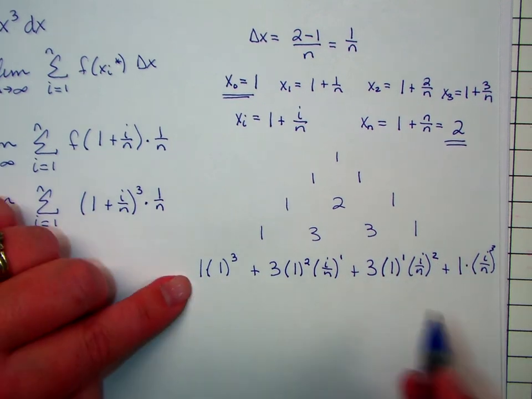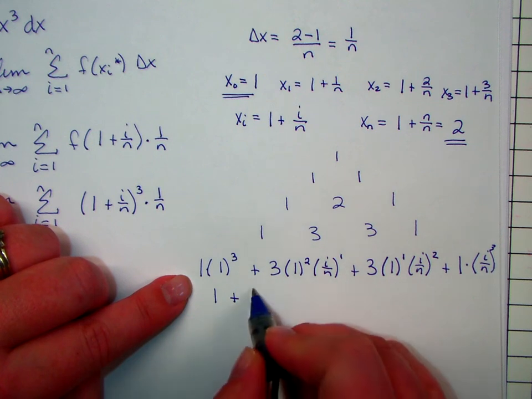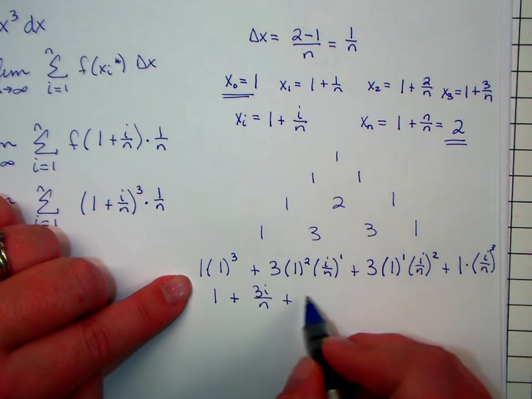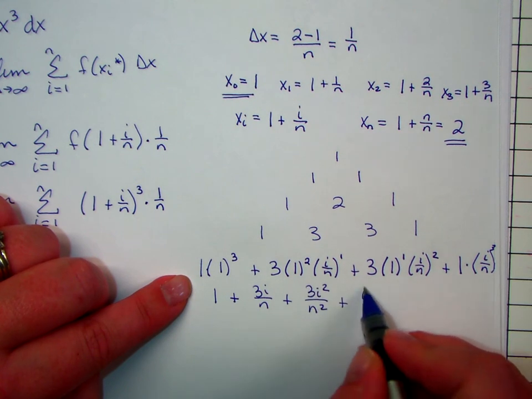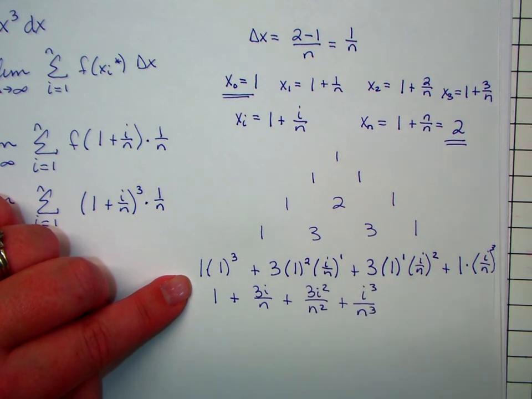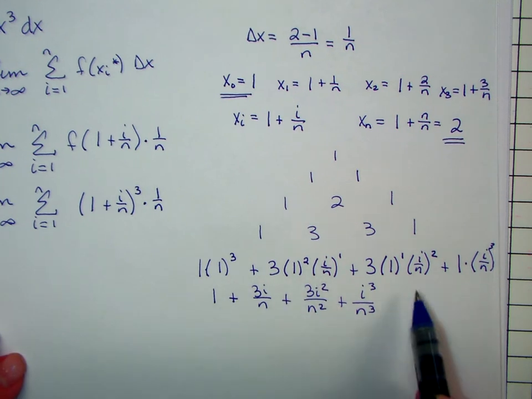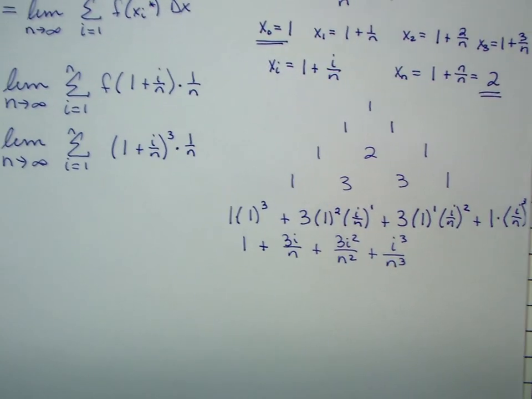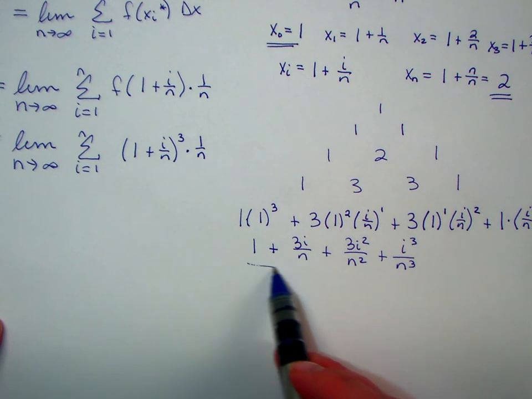So if I multiply all this out, I'm going to get 1 plus 3i over n plus 3i squared over n squared plus i cubed over n cubed, right? It's still a little bit of work, but this is much easier and much simpler than foiling and trying to keep track of all of our like terms, okay? So (1 plus i over n) cubed is all of this, all right?